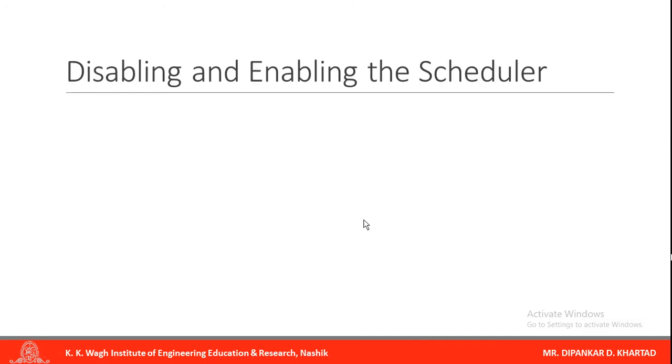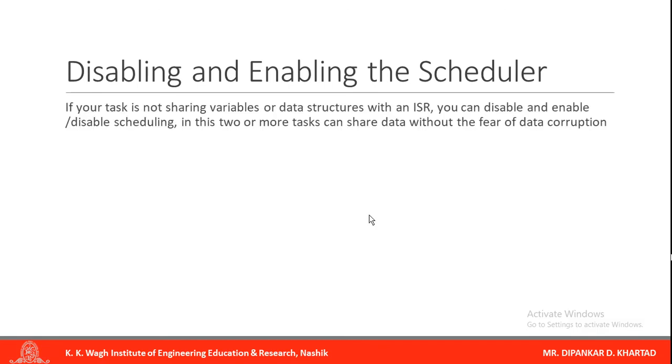The third one is disabling and enabling the scheduler. This is also an important one. If your task is not sharing a variable or data structure with an ISR, you can disable and enable the scheduling. So in this case, two or more tasks can share data without the fear of corruption.